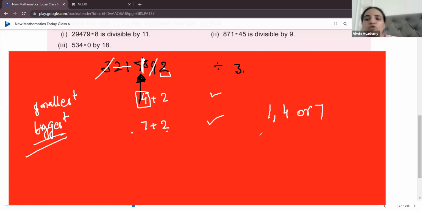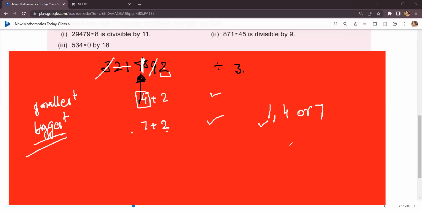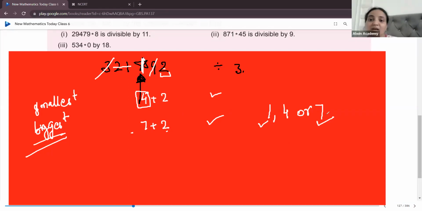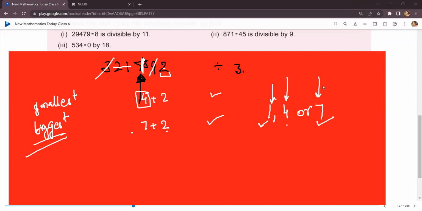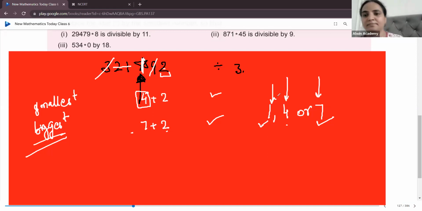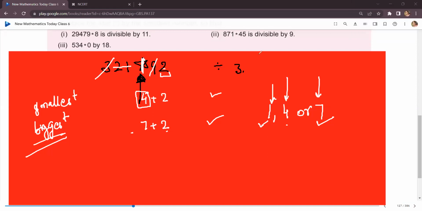If they ask for the smallest number which should replace the star, this is the answer. If they ask for the biggest number which should replace the star, this is the answer. If they ask for all the options, what numbers can replace the star, then 1, 4 or 7 is the answer. Understood or not, beta ji? Yes, ma'am. Completely understood. And Kira, understood or not, beta? Yes, ma'am. Very good. Chalo, let's do one more of this sort.